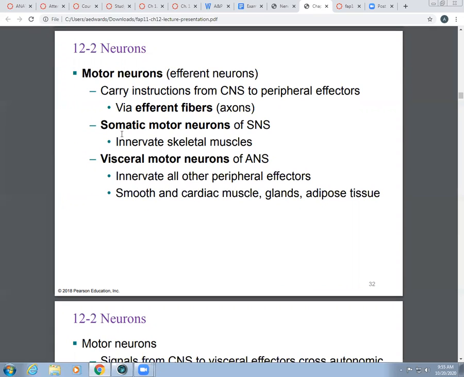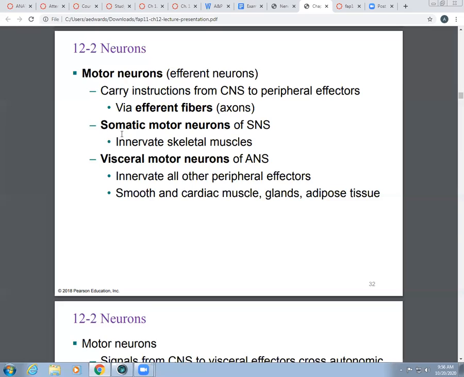All right. So we just talked about sensory receptors. Now let's talk about motor neurons. Motor neurons are efferent, right? Because they're basically sending information from the central nervous system to some effector in the body. And they use axons or efferent fibers to do that. If the motor neurons are somatic, they innervate skeletal muscle, right? Part of the somatic nervous system.